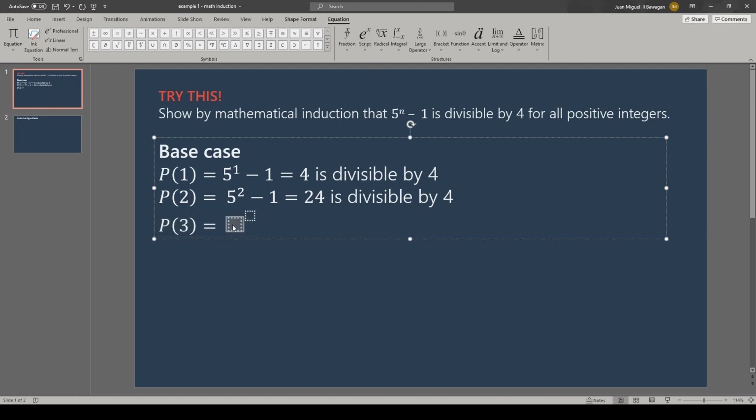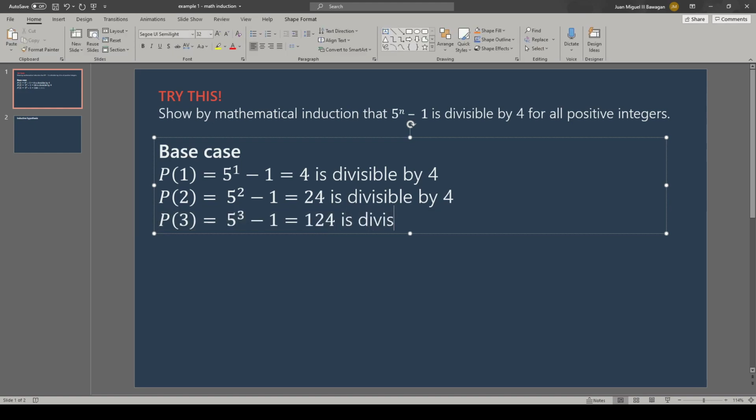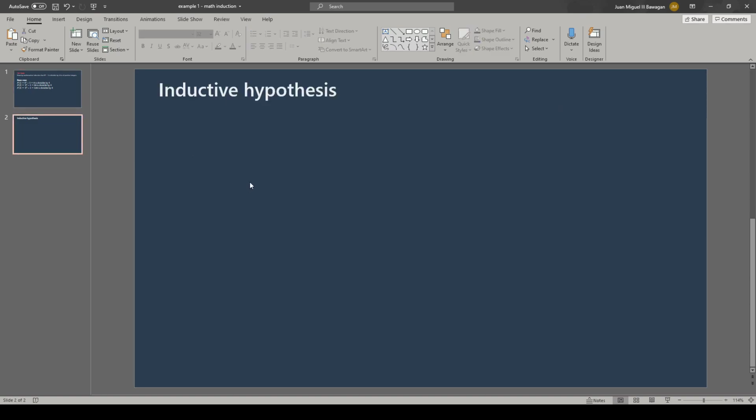So we'll get 5 cubed minus 1. 5 cubed is 125, minus 1, so that's 124. And yes, that is divisible by 4. I'm pretty sure it's divisible by 4. So we have proven the base case. So let's go to the next step, which is our inductive hypothesis.